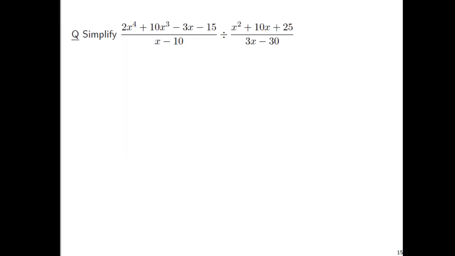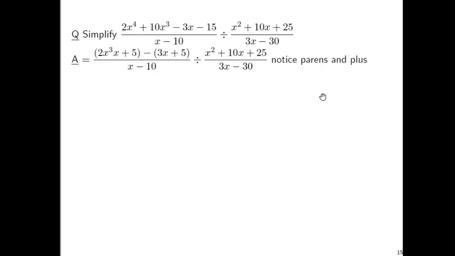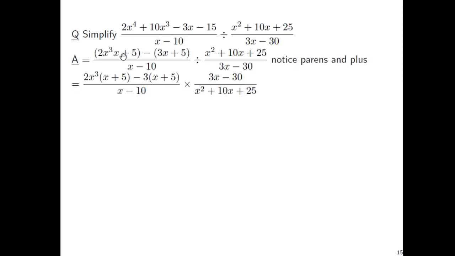Okay, this one looks really big, but I promise it's not that bad. We've got one fraction divided by another. Let's first take the first fraction. Ooh, there are some major typos in that. So apologies for how the first fraction in the answer looks.